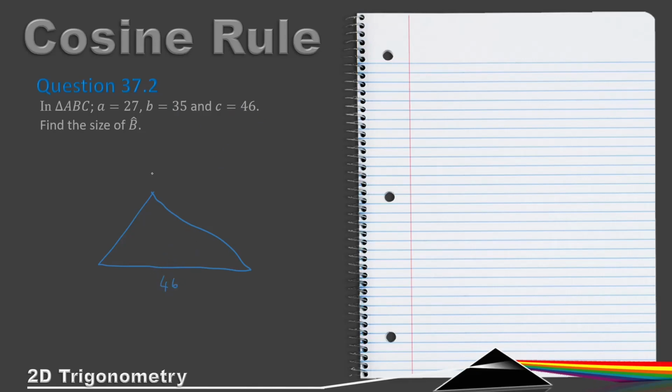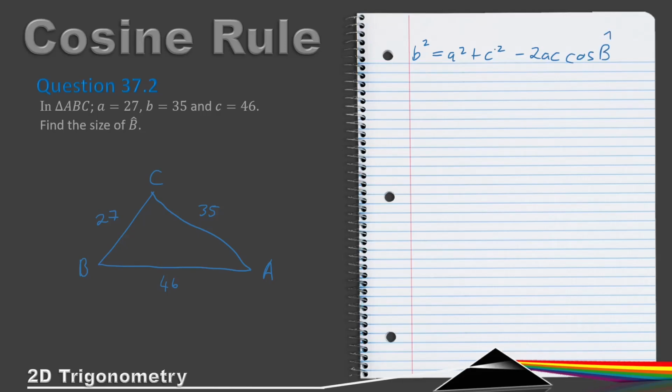Okay, which means the opposite angle there would be C. And then we have the second longest one, which is 35, preferably straighter than what I did, but that's B, because the opposite angle will be B, and then A is 27, and that would be A. Alright, now we want to find the size of B, which means we're going to use the formula B squared is equal to A squared plus C squared minus 2AC cos of B.